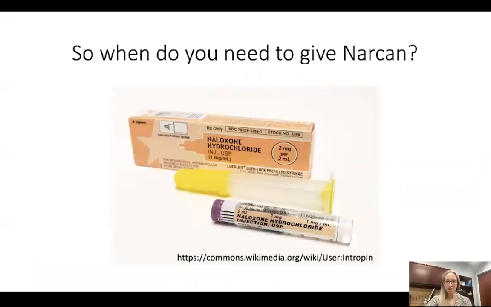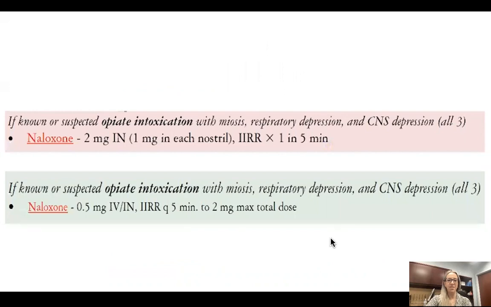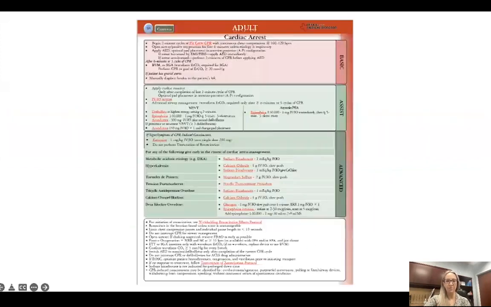I've been reviewing charts, and here, straight out of our protocols, up here we have the intranasal for the assist, and down here we have the IV Narcan. And you notice there are 3 things. Suspected opiate intoxication is first, and then we want to see meiosis, respiratory depression, and CNS depression. So in other words, they're altered, they're not breathing normally, and they have teeny tiny pupils. Those are the 3 things we want to see before you give Narcan.